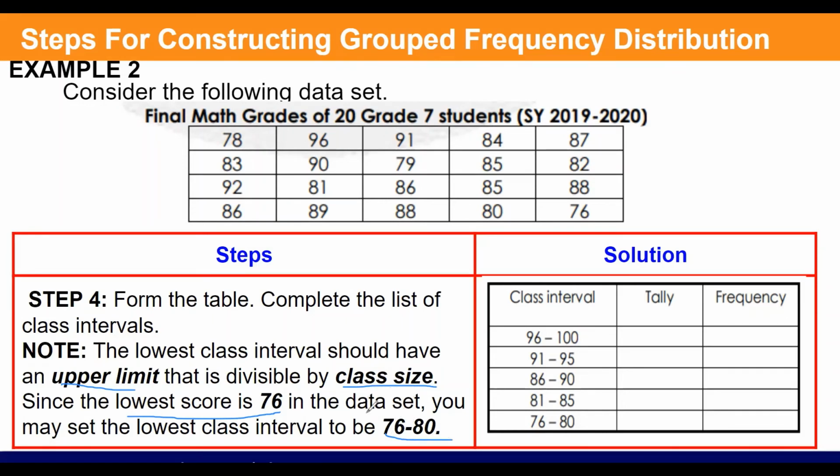Okay? So, bakit naging 76 to 80? Sabi po kasi dito, upper limit that is divisible by class size. 76 yung lowest po natin. And then, yung class size mo ay 5. So, we will have 76, 77, 78, 79, 80. Okay? And then, 80 is divisible by 5, which is our class size. So, pasok po dyan or this is the correct start of your class interval. Okay? So, look at the solutions at the right. Ayan. So, yung lowest po natin, class interval ay 76 to 80. And then, 81 to 85. So, again, 76 to 80, 81 to 85. 86, sunod sa 85 ay 86. And then, class size uli natin ay 5. So, 86 to 90. 91 to 95. And 96 to 100.